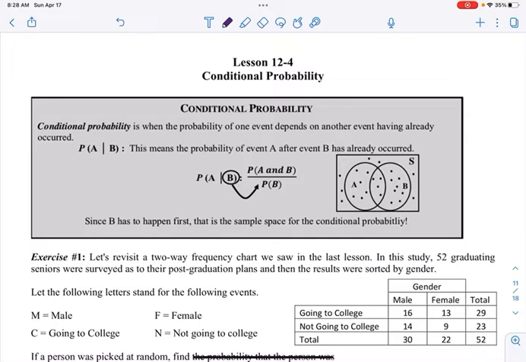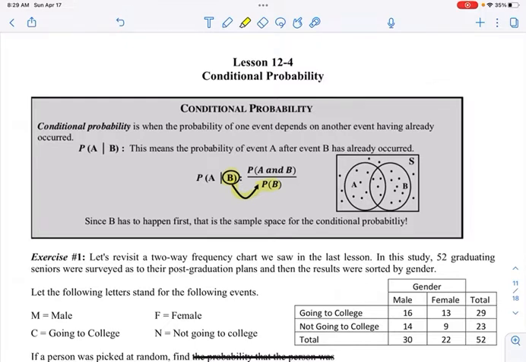So when we have that, see how it's the probability of A given B has already occurred, the probability of B becomes the denominator. So note that. That second thing, that's the denominator. And the top, the numerator, is just the probability of A and B. So basically, it's the probability of A and B over the probability of B. B has to happen first, so that's the sample space. That's the denominator for that conditional probability.